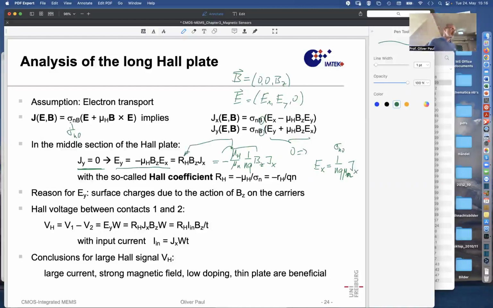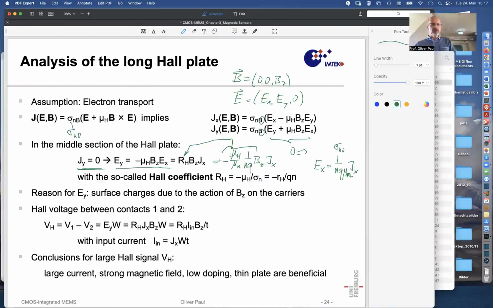This has nothing to do with the resistor. R is not always a resistor, and here it doesn't have the units of ohm at all. You can calculate what the units are. It's 1 over the units of N times Q. So there is 1 over charge, Coulomb, and then per cubic centimeter. So it's cubic centimeter per Coulomb. That's something. So not a resistor.